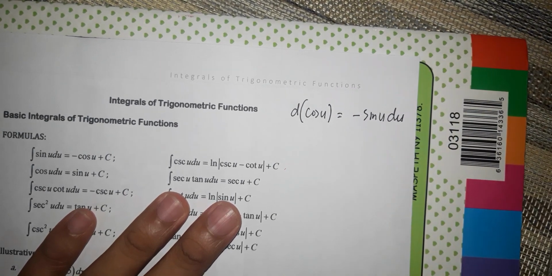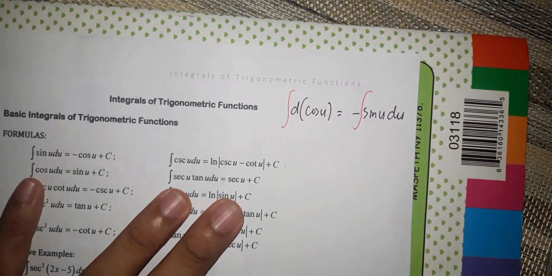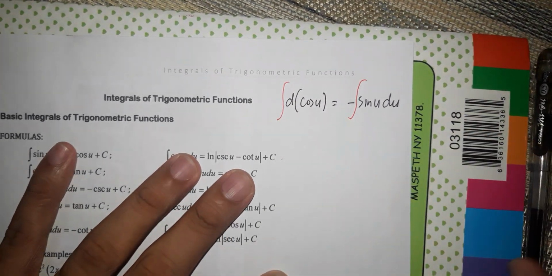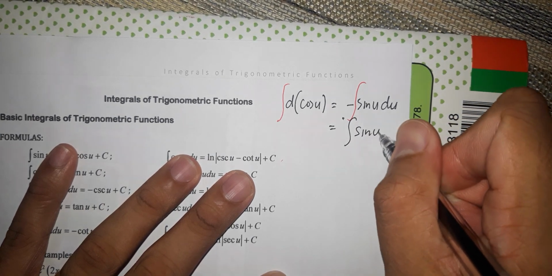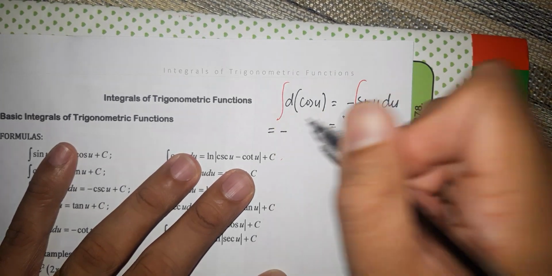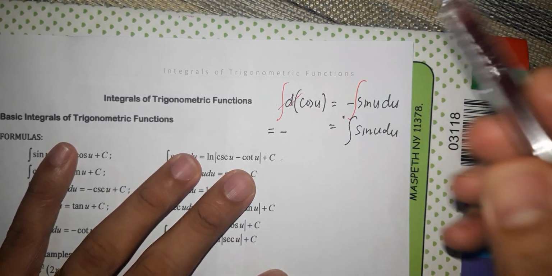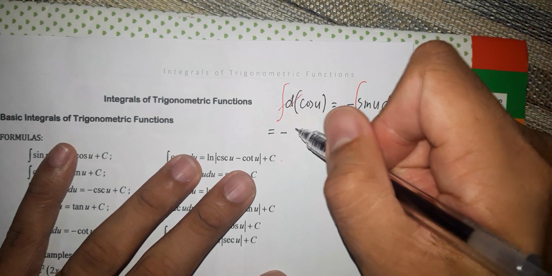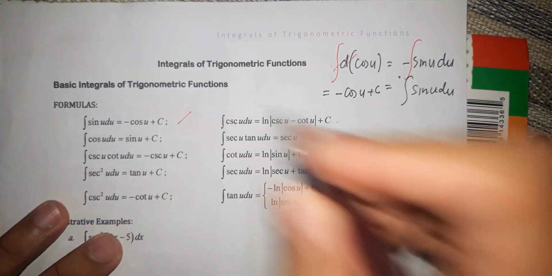Di ba, ang gagawin natin, hanapin natin ang integral. So, integrate lang natin sila. Pag dinivide natin both sides by negative, magiging positive itong integral of sine u du is equal to negative... Integral and derivative cancels out, gives you negative cosine u plus c. So, that's why meron tayong ganyang formula.